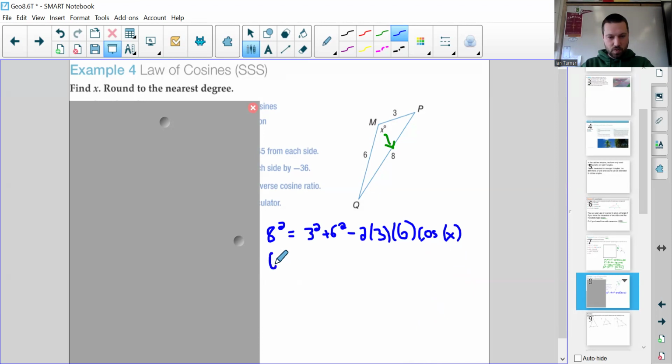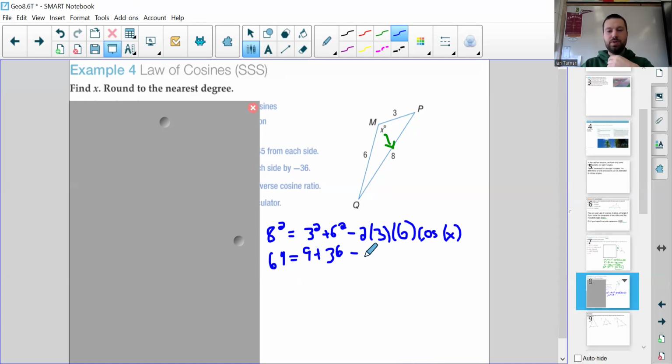Okay. So we get 64 equals 9 plus 36 minus, and again, you've got to be super careful here. We cannot subtract. We cannot subtract at the moment.